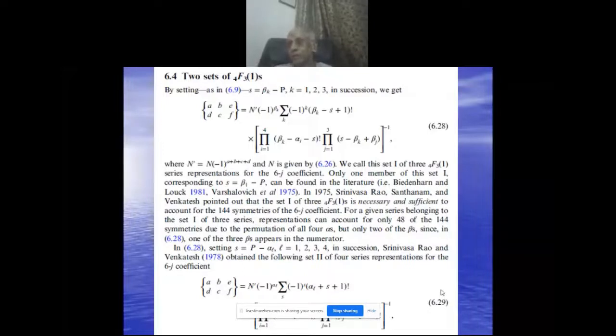until I came across the simplest form for the 9j coefficient, which was a triple hypergeometric series. It's a triple series, and the triple series is a triple hypergeometric series.